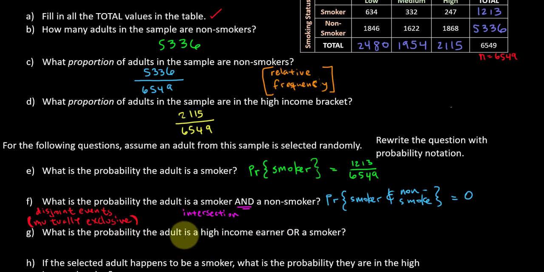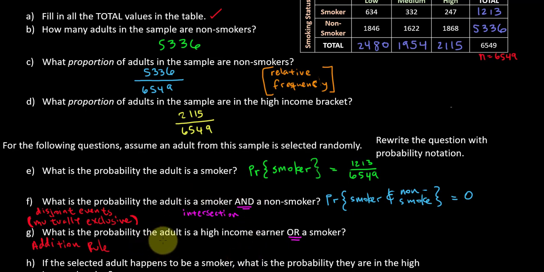What is the probability that the adult is a high income earner or a smoker? Or. Hopefully the word "or" reminds you of the addition rule. Addition rule. And we're going to compute this using the formula for the addition rule so everything is consistent. Certainly there's other ways you could do this with information from a table, but I would like to follow the formula.